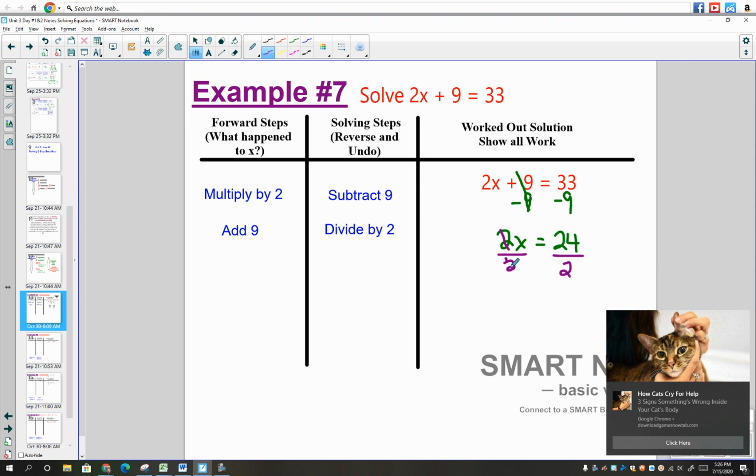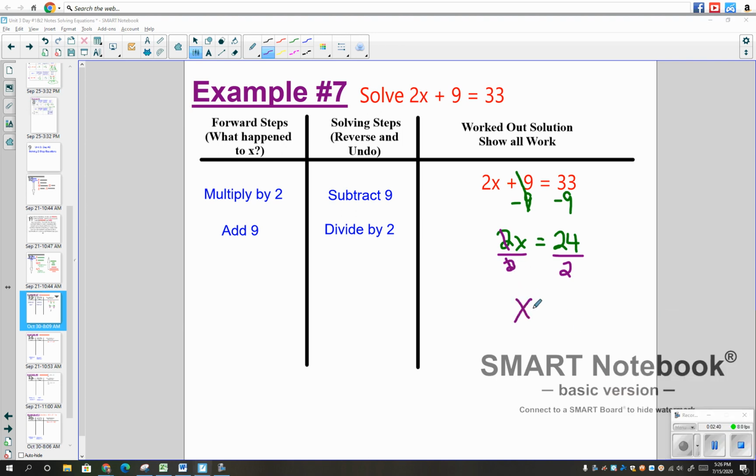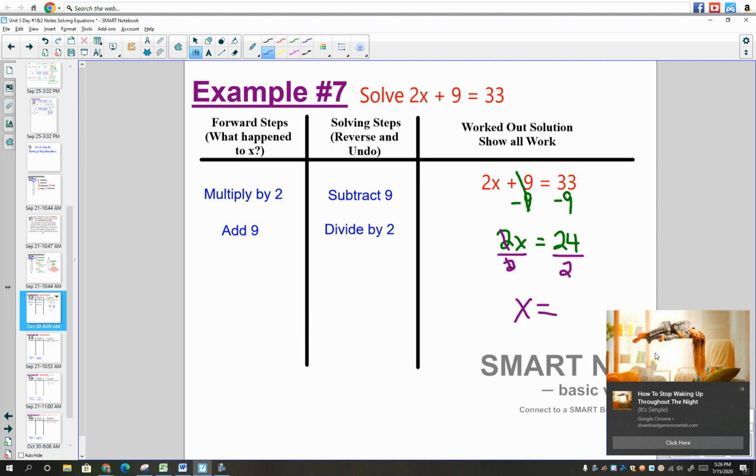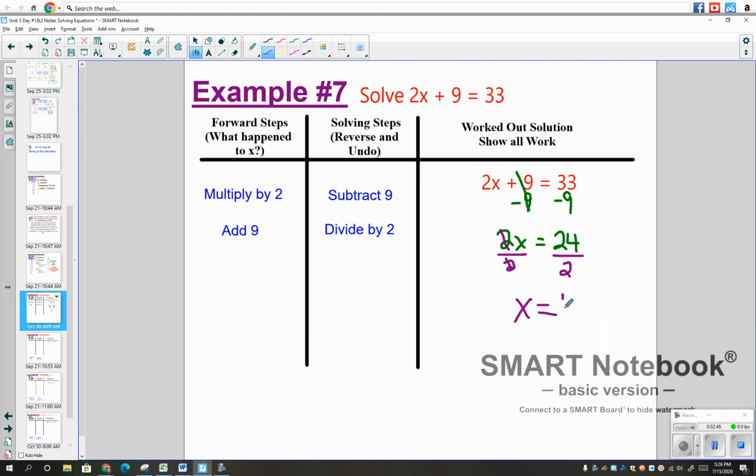The 2's on the left cancel out. I'm left with just x. 24 divided by 2 is 12, and there's my answer. One way to check to see if you did it right is you can plug it in. 2 times 12 is 24. 24 plus 9 is 33.